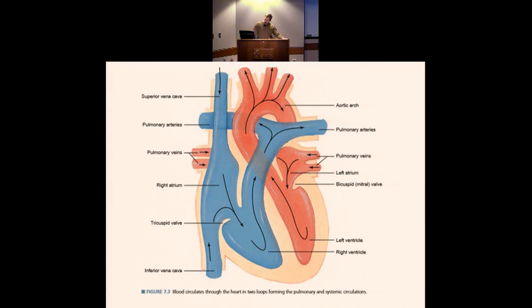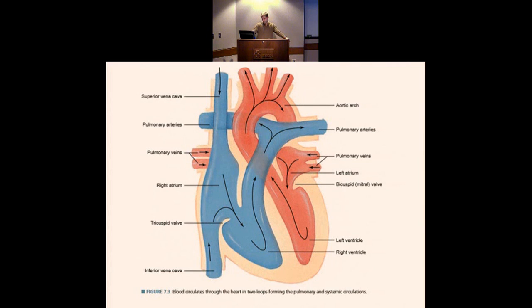And then it goes into the right ventricle, into the pulmonary artery. That's another thing that can get confusing. Usually veins are deoxygenated blood, and arteries are oxygenated. Well, it's a little different with the pulmonary system. The pulmonary arteries carry deoxygenated blood, so it hasn't picked up oxygen in the lungs yet.